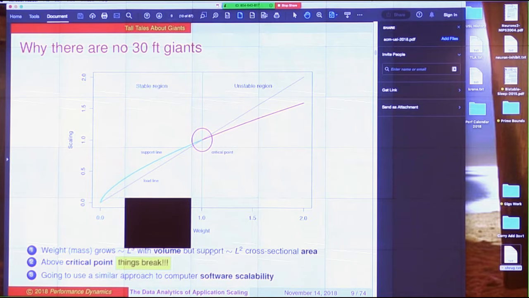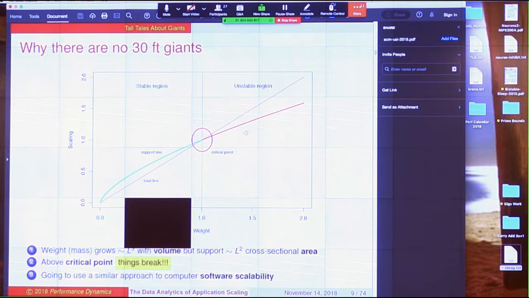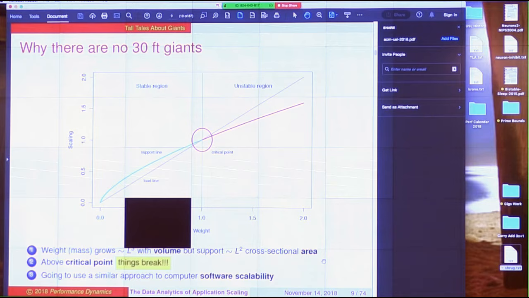Anyway, we can formalize that by looking at a couple of curves, one of which goes like the volume, and one of which goes like the cross-sectional area. And I've represented it here so you can see in the middle, the two curves cross. And that point is a critical point, so that any load that is greater than that critical point will cause collapse. So that's how it works out, things break.